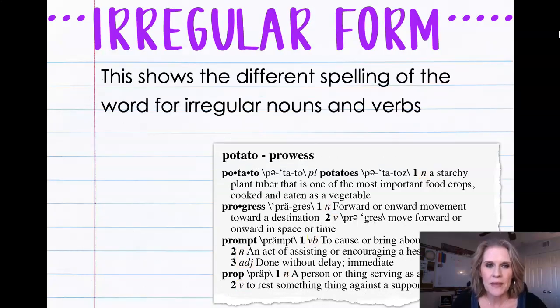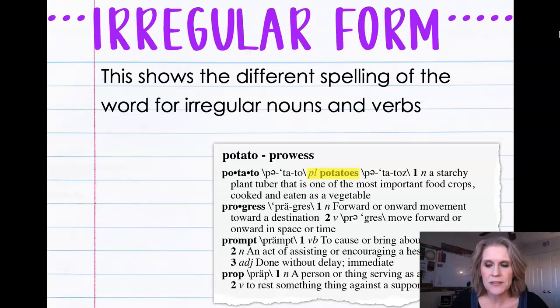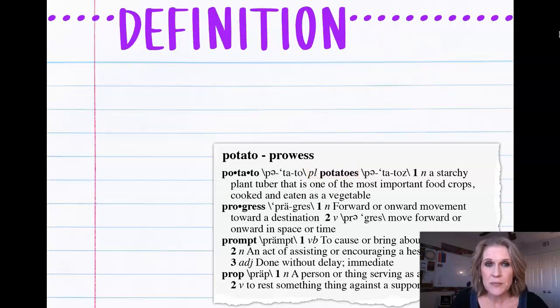Irregular form. This shows the different spelling of the word for irregular nouns and verbs. For example, the word potatoes. When you make the word potato plural, you don't just add an S, you add an ES. So it'll tell you the different spellings.